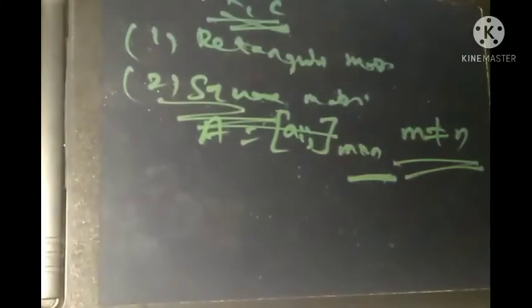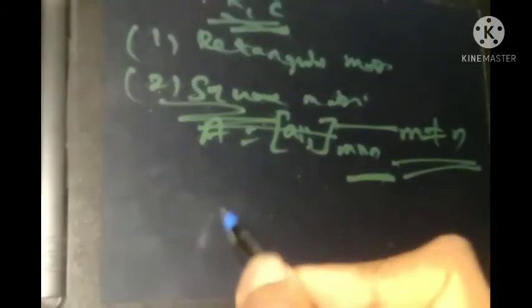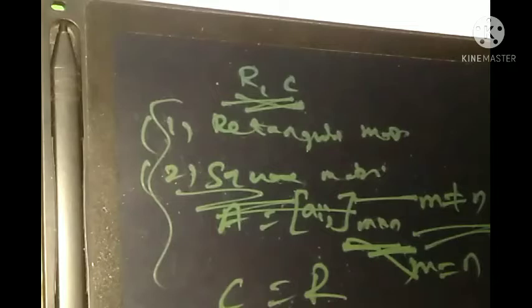The second type of matrix is the square matrix. In a square matrix, the number of rows is equal to the number of columns. This type of matrix we call a square matrix. That means the number of columns equals the number of rows, or the number of rows equals the number of columns. That means here m is equal to n. In case m is equal to n, we call it a square matrix. These are the two types of matrices divided according to the dimensions, that is real or complex fields.